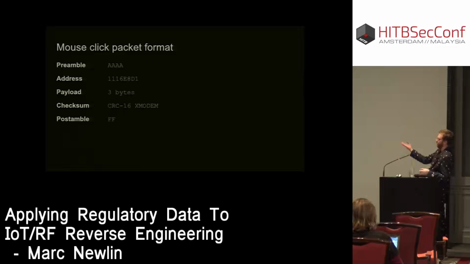So we know it has this preamble. We're assuming those 4 bytes are the address. It may or may not be because we only looked at one mouse, so we can't say for certain that another mouse would have the same or a different address value. We know that it has a payload of 3 bytes, followed by the CRC and the postamble.